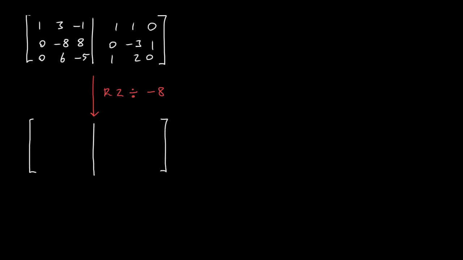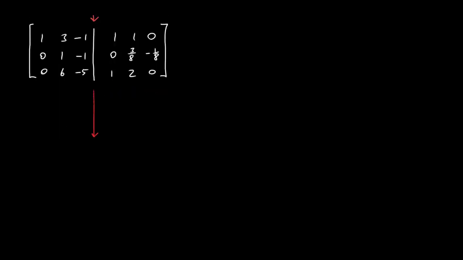So the first row still is 1, 3, minus 1. That doesn't change. 1, 1, 0. Second row now I'm dividing by minus 8. So this will be 0, this will be 1, and this will be minus 1 here. Do the same here. You get 0. I'm going to end up with 3 over 8 here and minus 1 over 8 here. Row 3 remains the same. So it's 0, 6, minus 5, 1, 2, 0.